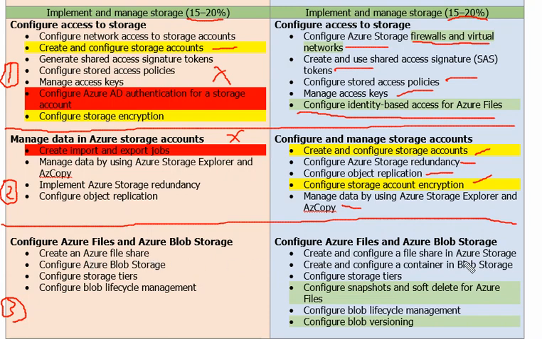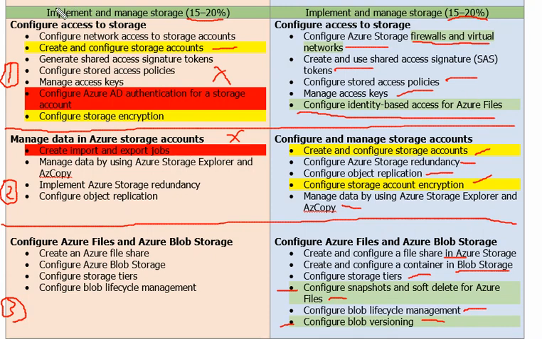So create Azure file share is there in this, so this is available. Configure Azure blob storage, so in blob storage also available. Configure storage tier, that is also available. Configure blob lifecycle management, that is also available. And two new items are being added, which is configure snapshot and soft delete for Azure files, that is added. And configure blob versioning also added.